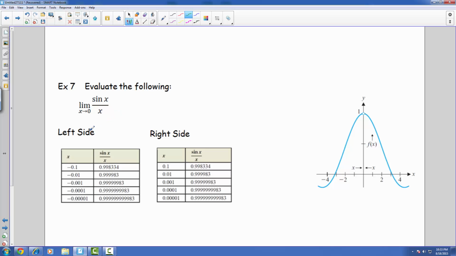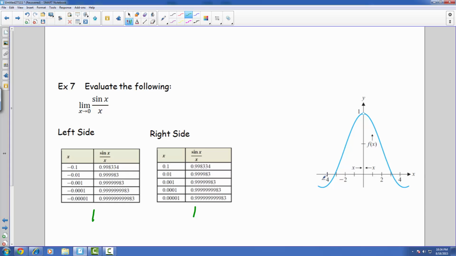Just from our table, we see that as we approach 0 from the left side, we are approaching the limit of 1. So from the left side, it appears that we are approaching that limit of 1. On the right side, as you approach 0, getting smaller and closer to 0, we see that the limit gets closer and closer to 1 as well.